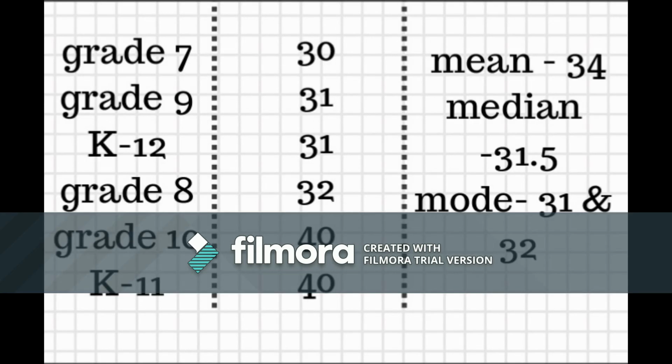And now we have to look for the mode. As you can see, there are two 31s and two 40s. So our modes are 31 and 40.